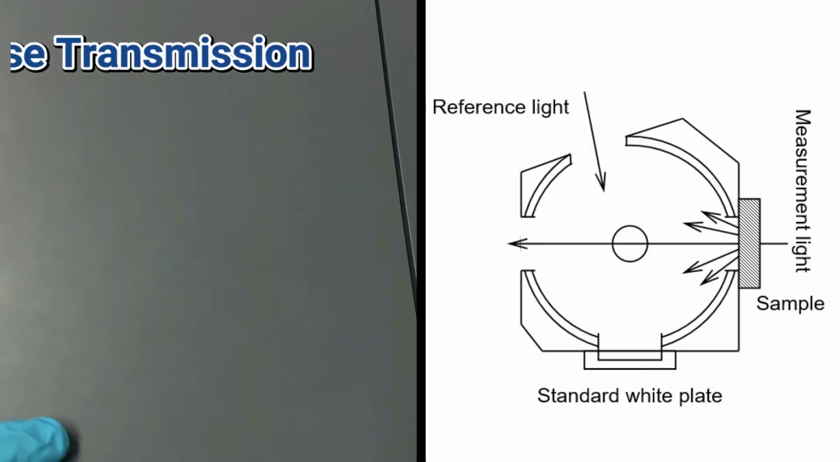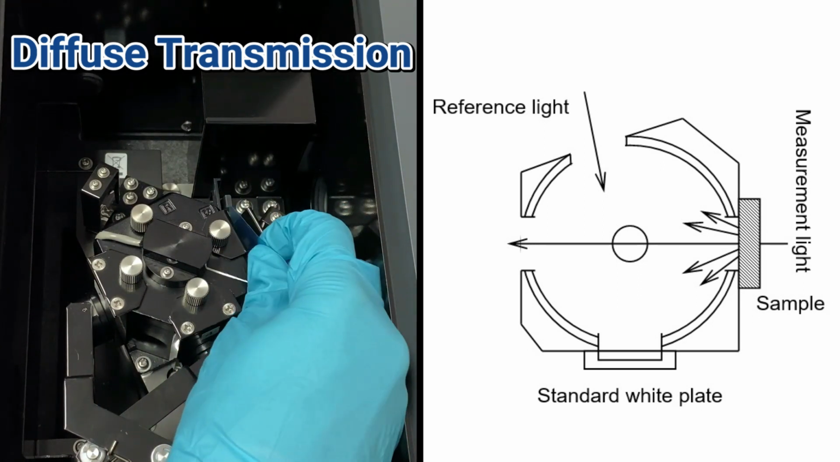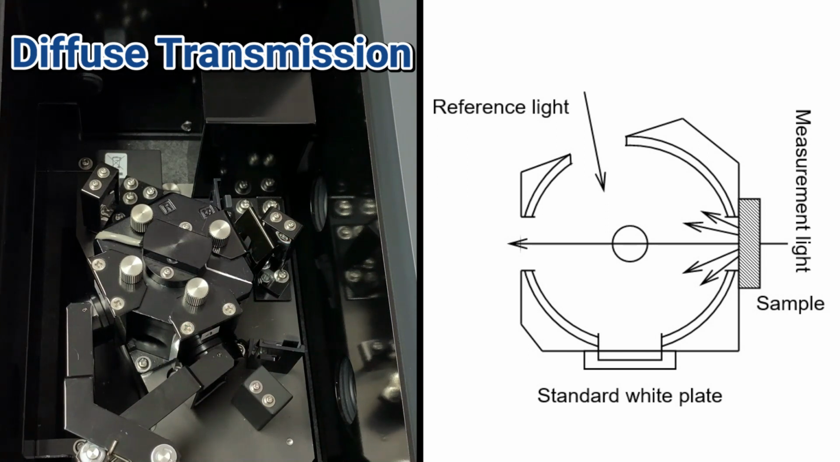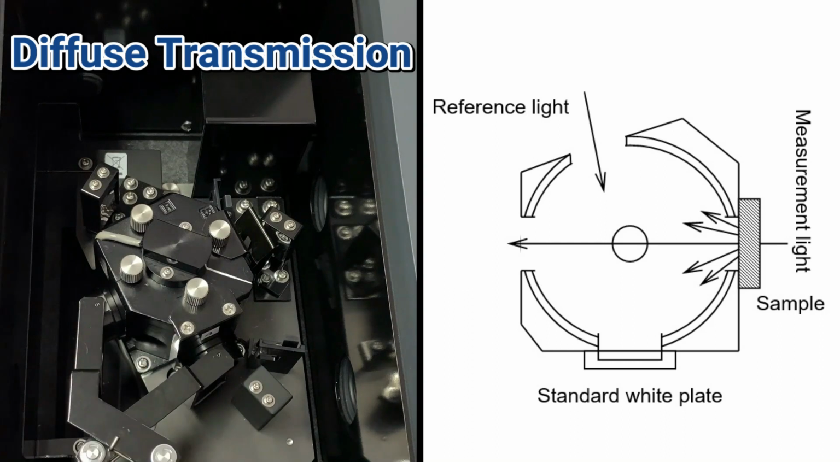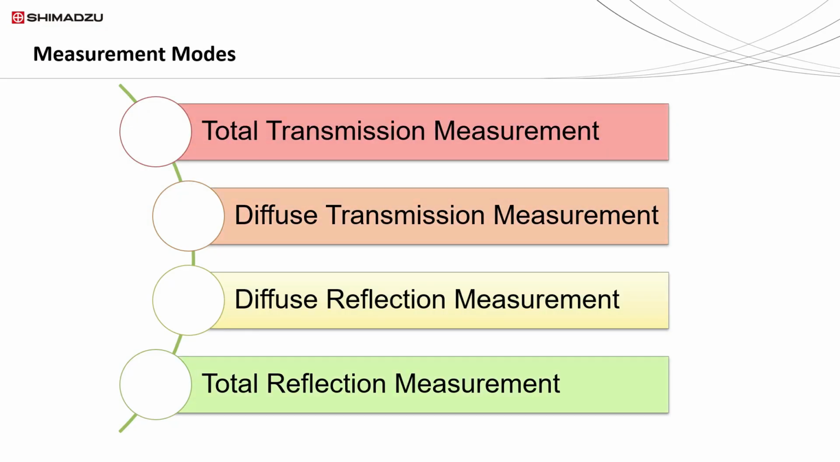Next, let's look at diffuse transmission measurement. After baseline correction, place the sample at the sample light entrance window. Unlike the previous measurement, remove the standard white plate at the sample reflectance window to eliminate direct transmitted light, then start the measurement.